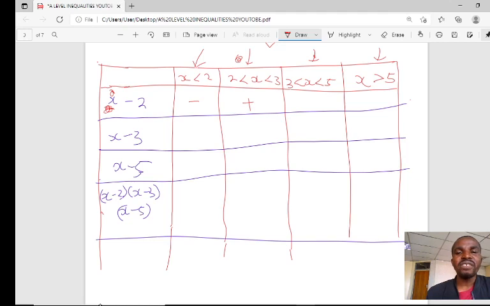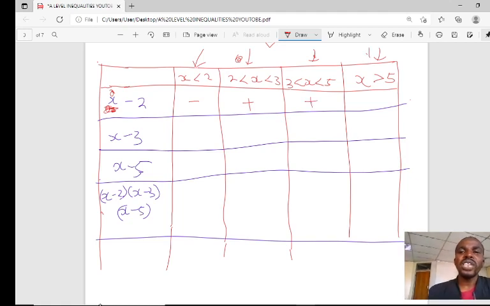You move on to the next one. Between 3 and 5, x lies between 3 and 5. So between 3 and 5, there is 4. So you can take 4 as a test value. Substitute where there is x here. 4 minus 2 is plus 2. So the answer will be positive, right?